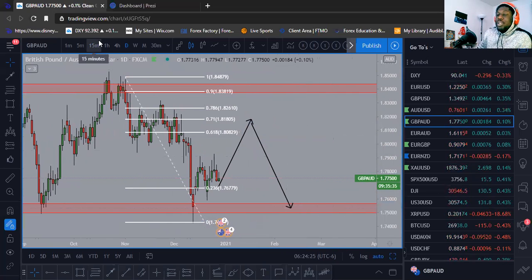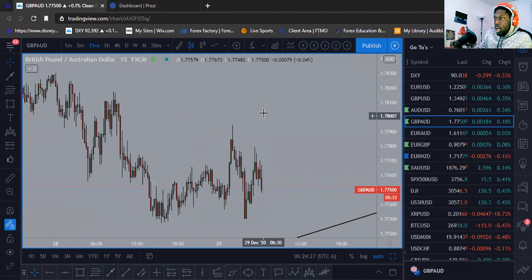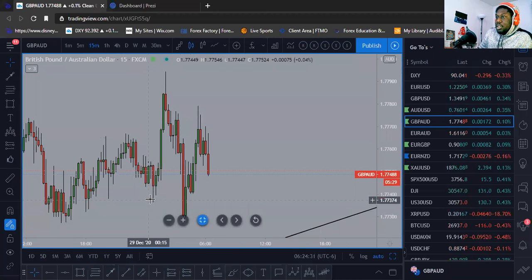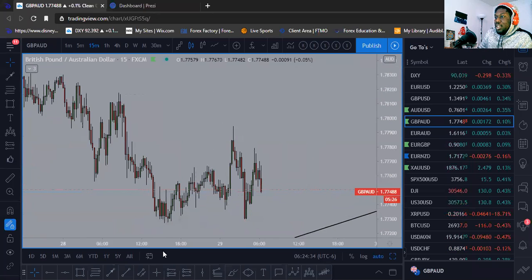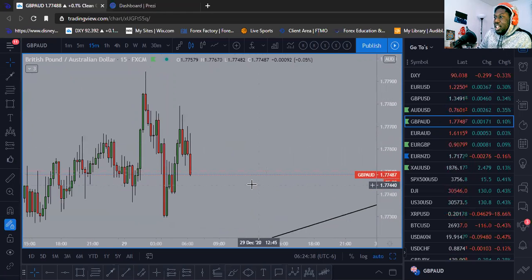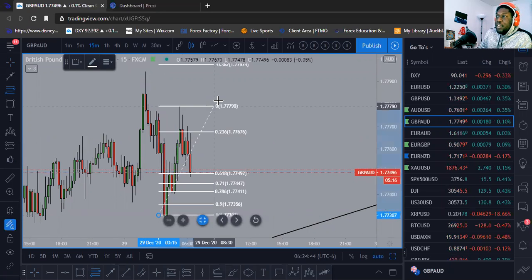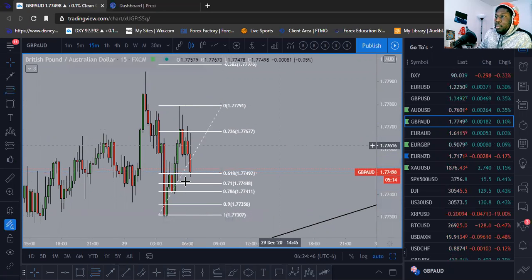Lower time frame, I don't really see anything here, except for a possible push to the downside. So no, I would have needed it to break these lows, then make this type of move for me to try to buy it. Because you can also argue that with this right here, price is rejecting off of that 61.8. Therefore, price can push to the upside.